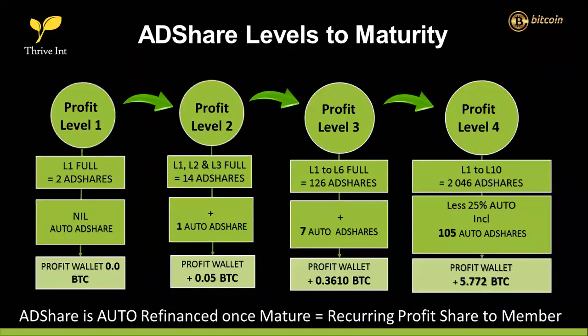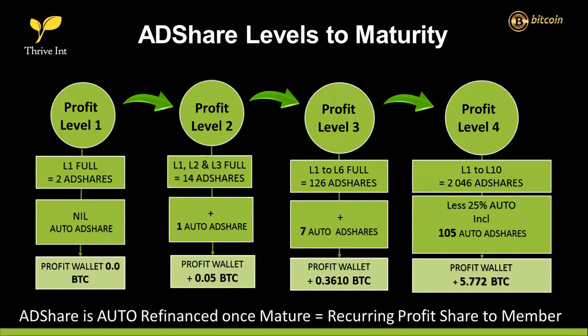So how do you complete the cycle, and what is a cycle? Now, that force matrix that I was talking about, when you fill it up from level 1 to level 10, it's a total of 2,046 Adshares. That's when you complete your cycle. That's when your Adshare reaches maturity. But along the way, you go through 4 different profit levels.